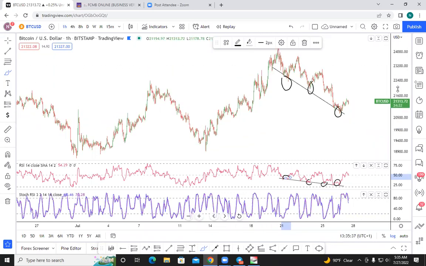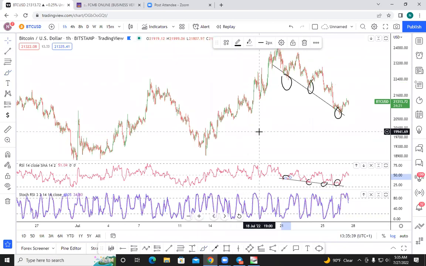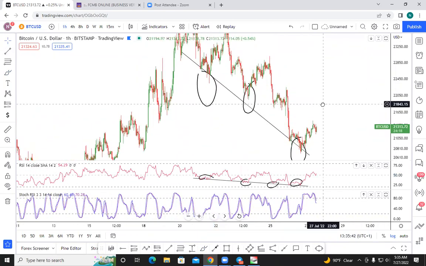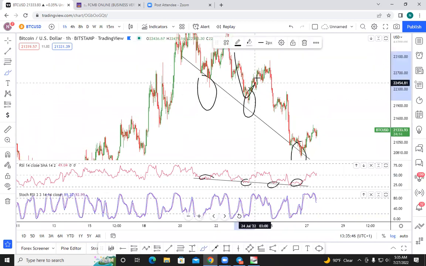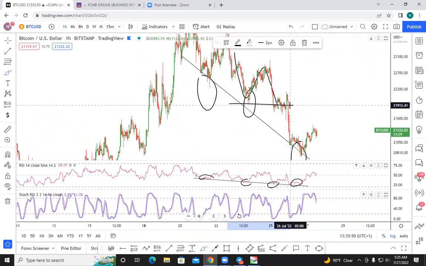So for that reason, guys, what I'm going to do is simple. Let me tell you the trick. You see this move down, a correction. To me, it does not break this low. So for that reason, I'm going to take this wave as one wave.